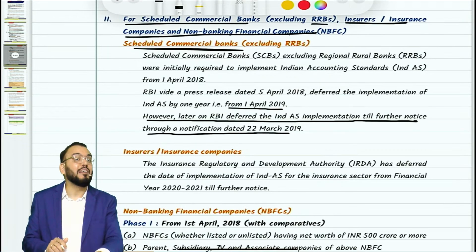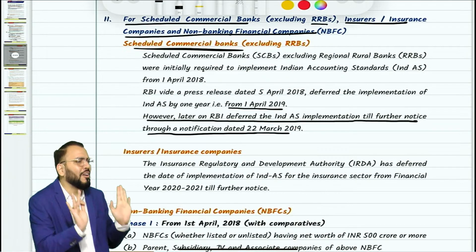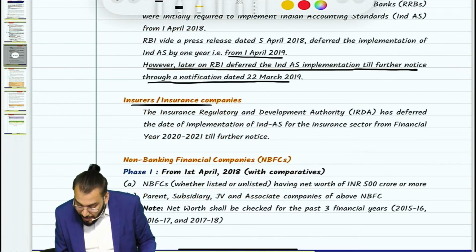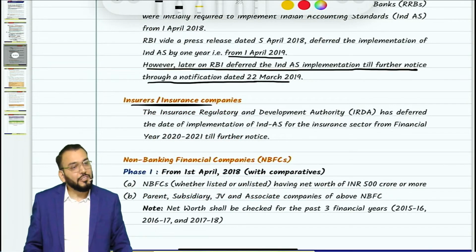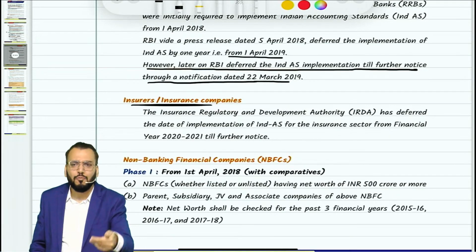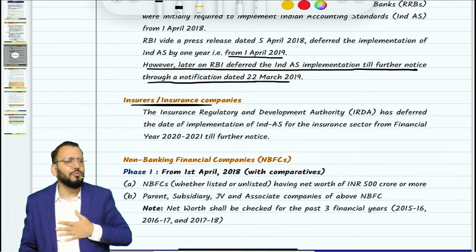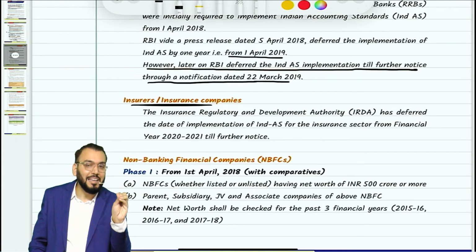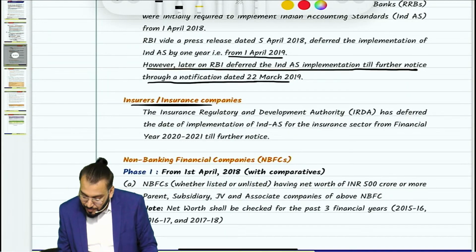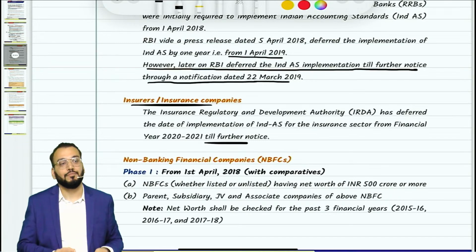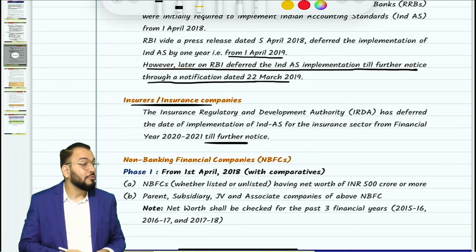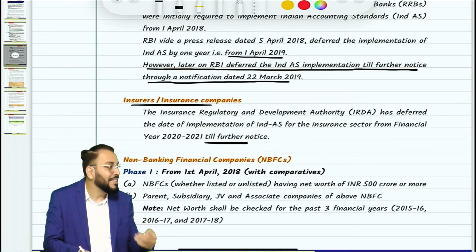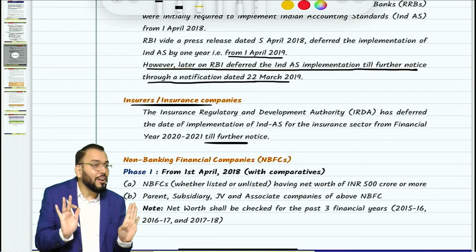So we need to change the Banking Regulation Act. Therefore they said no, we require more time for implementation of Ind AS. Similarly, for insurance companies it has been deferred till further notice. Insurance companies were also initially applicable from 1/4/2019. Then IRDAI said no, we are not yet prepared to implement Ind AS, we require some time. So you can see it was also deferred till further notice. Got it? I will inform you later with some videos. Right now it is not applicable.